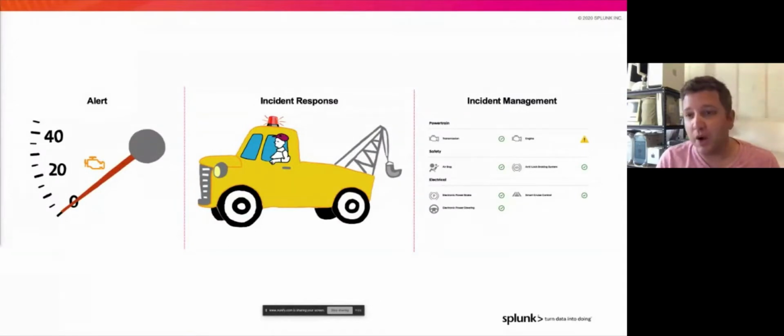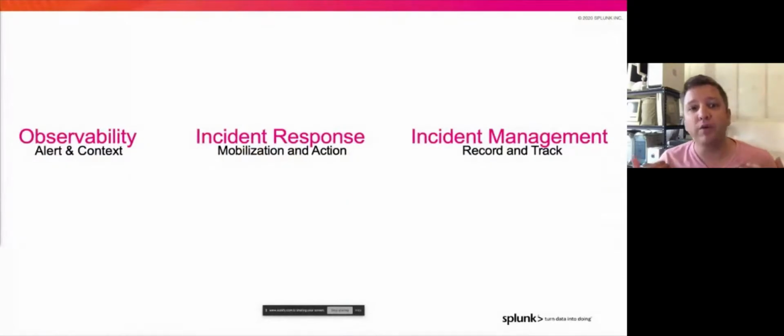So incident response is a very short window, but it's all about firefighting, getting the right people and getting to resolution as quickly as possible. Now, how that relates to your tooling is your observability tool is the alert and the context that feeds into an incident.